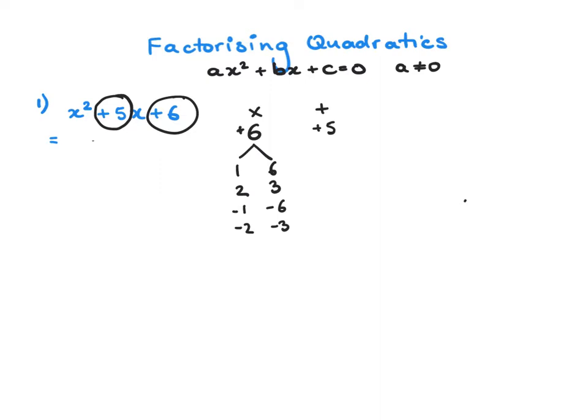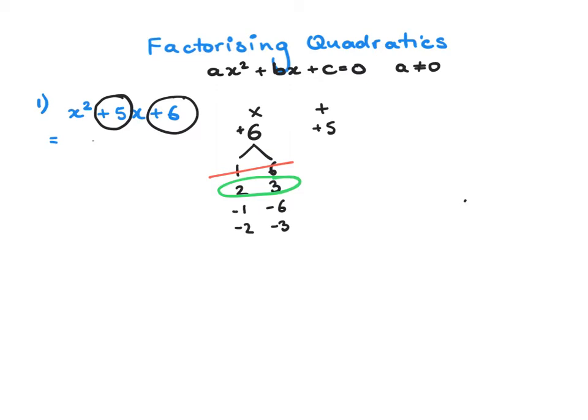So now we're looking here. So we have 1 and 6. If we add them together, it's not going to give us 5. So I'm going to go cross. So the next one, we have 2 and 3. 2 and 3 multiplied is 6. 2 and 3 plus, when we put them together, is going to give us 5. It looks like we have the two numbers that we need for factorization.